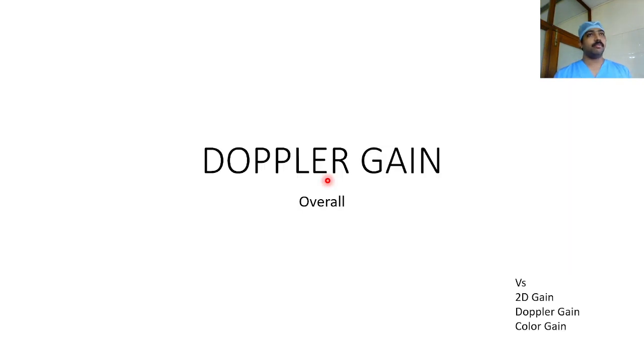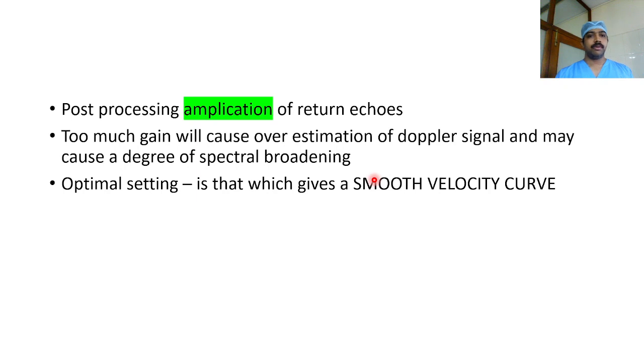Now coming to Doppler gain. In 2D echo we have a gain, Doppler also we have a gain, color also we have a separate gain. So there is a separate gain for each. Doppler gain is the post-process amplification of these returning echoes. If you increase the gain too much, it will cause overestimation of the Doppler signal and cause a degree of spectral broadening. So the optimal setting is to target a smooth velocity curve. If the curve is smooth, based on that you keep the optimal gain.